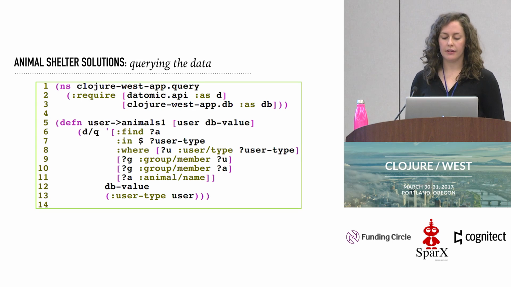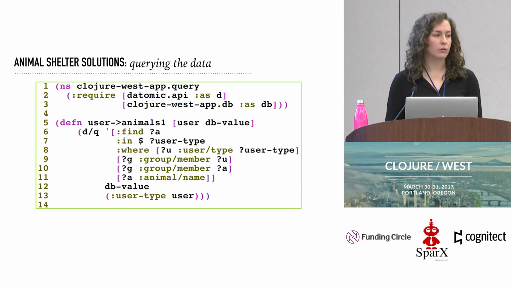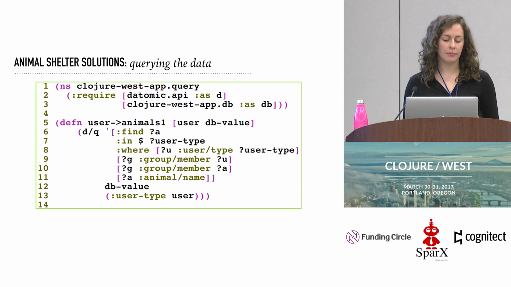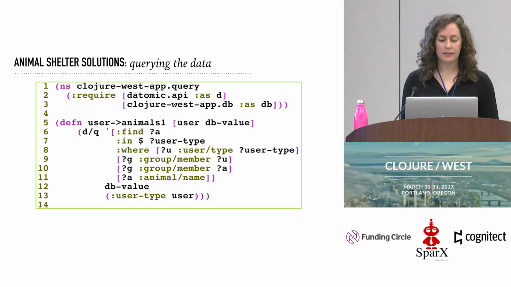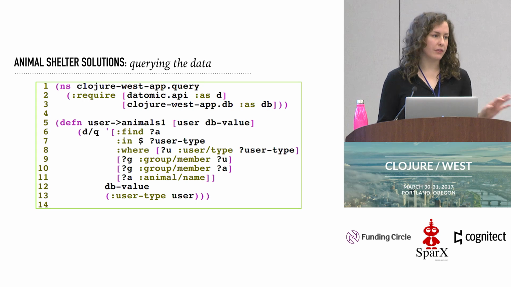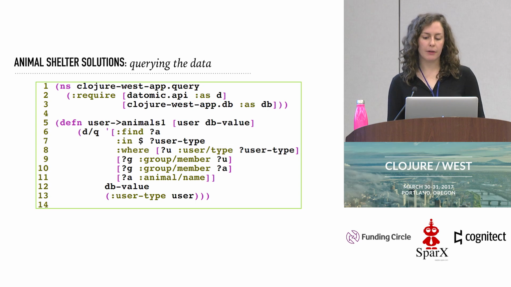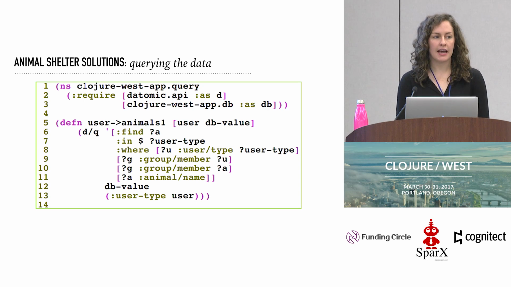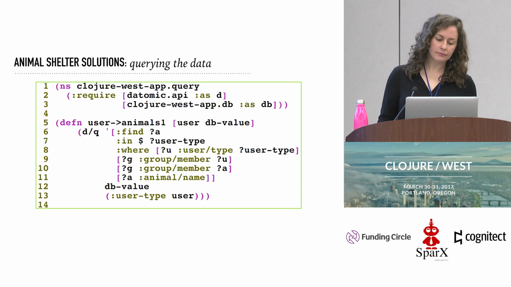Lines 8 through 11 are our where clauses, which are written as data patterns. These data patterns are in the same format or order as our 5 pieces of the datum. In this example, we're only going to care about the first 3 pieces, so the entity, the attribute, and the value. And then we can leave the other 2 pieces out of the data pattern. So line 8 is asking for an entity represented by u that has an attribute user type with a value of the user type we're passing in.